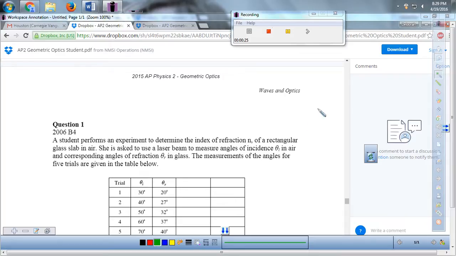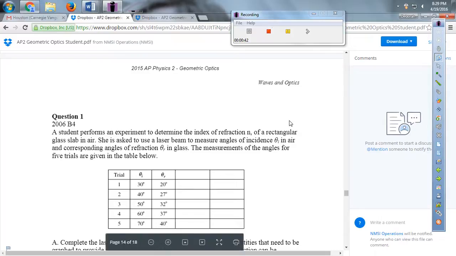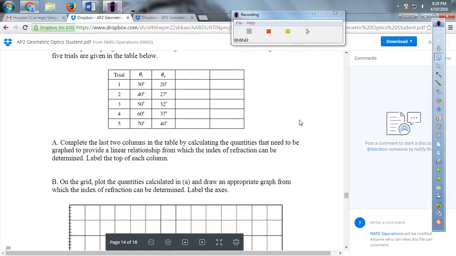All right, and then it says, complete the last 2 columns in the table by calculating the quantities that need to be graphed to provide a linear relationship from which the index of refraction can be determined. Label the top of each column. All right, so you're going to want to take the slope of the line. Okay, slope of the line.